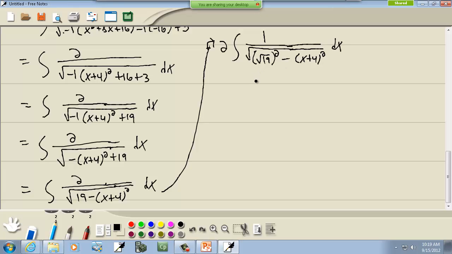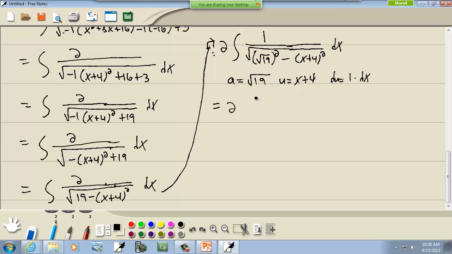dx. Remember 19, to write that as something squared, you can always put a square root over it and then raise it to the second power. Because when going backwards, those will cancel each other away and just leave you the 19. Well, now everything's in a perfect form. So a is going to be square root of 19. U is going to be equal to x plus 4. And derivative of x plus 4 is 1 dx.